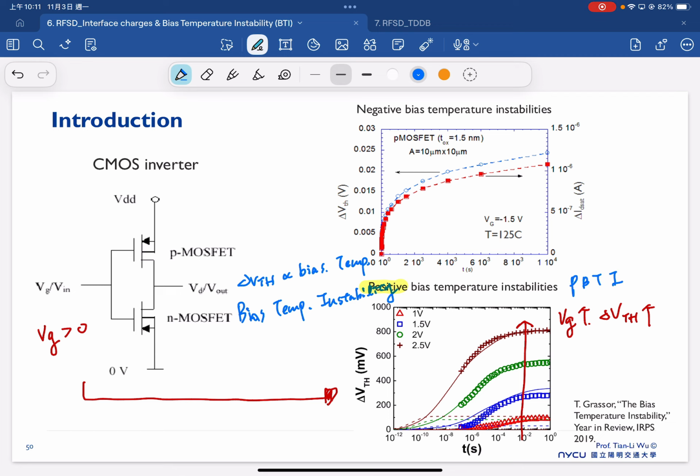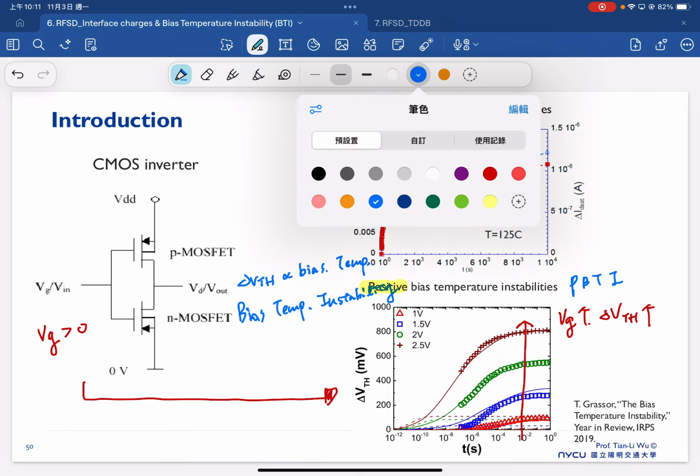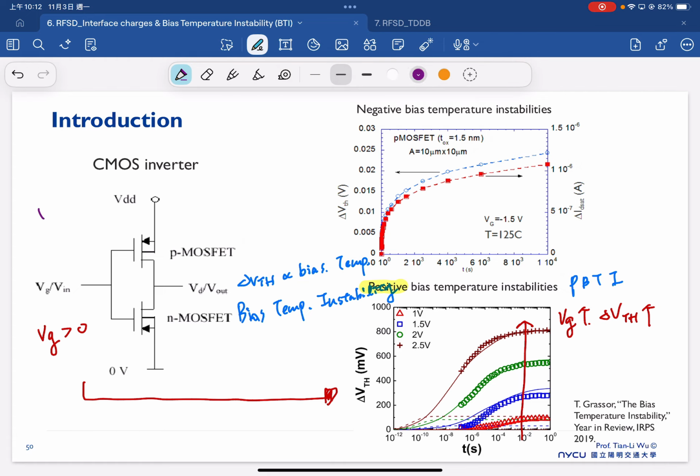And similarly, in the case of the PMOS, the device is biased with a negative gate bias, and we still see the obvious threshold voltage shift, even with a negative bias. So that's why we call this negative bias temperature instability, NBTI.